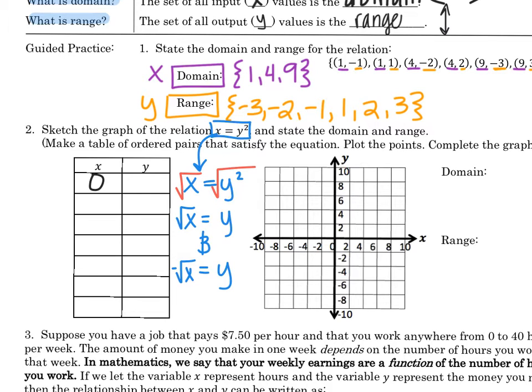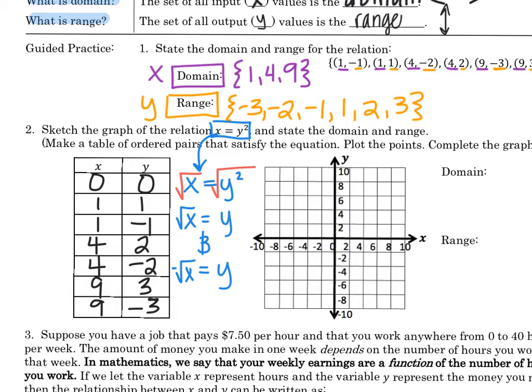When x is 0, y is also 0. When x is 1, y is 1. But when x is 1, y is also negative 1. So when x is 4, we get a positive 2, but when x is 4, we also get a negative 2. And then with 9, we get 3, and with 9, we get negative 3.